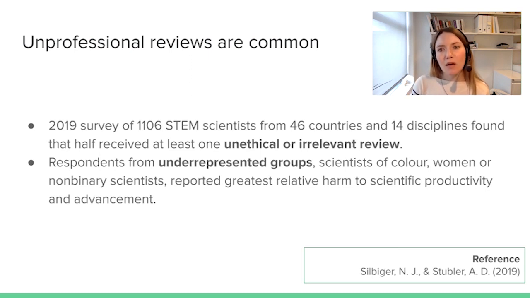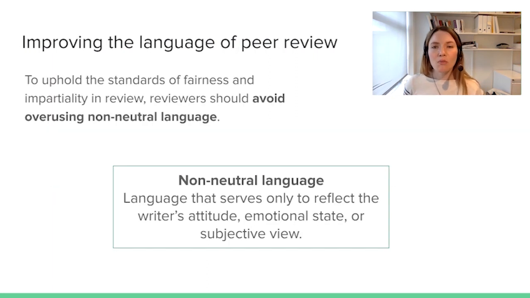Now, we think it's up to journals to flag reviews that are openly unprofessional, discriminatory, or hostile. But we want to point out that there are also more subtle language devices that don't cross the line into being unprofessional, but that, in the aggregate, can allow subjectivity and bias to overwhelm constructive criticism. We call these language devices non-neutral language, and we define them as language that serves only to reflect the writer's attitude, emotional state, or subjective viewpoint.